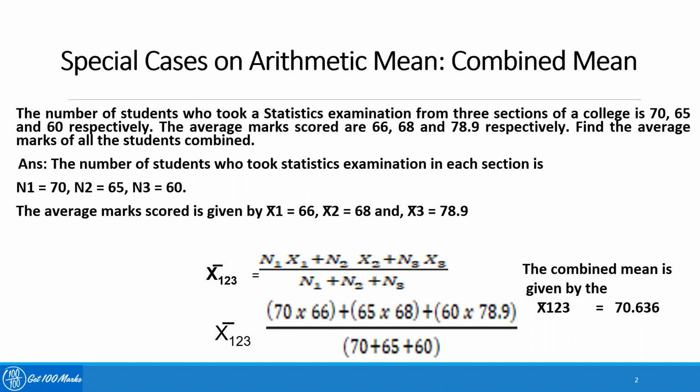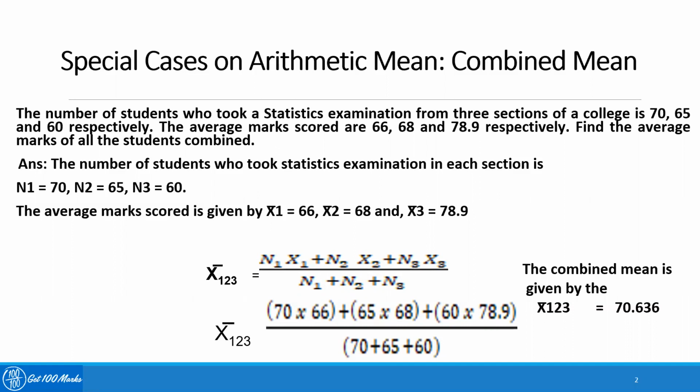The number of students who took a statistics examination from the three sections of a college is 70, 65 and 60 respectively. The average marks scored are 66, 68 and 78.9 respectively. Find the average marks of all the students combined.